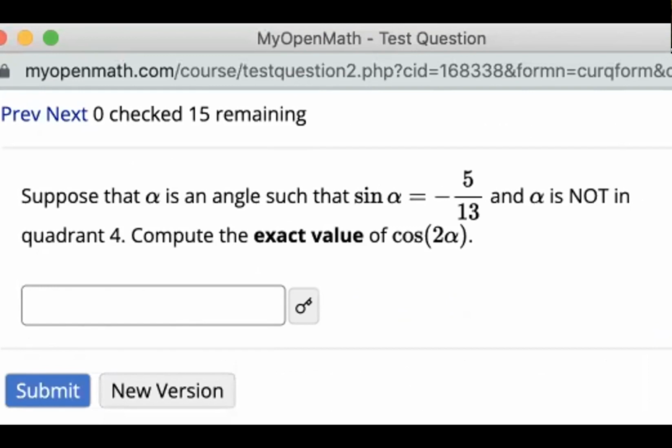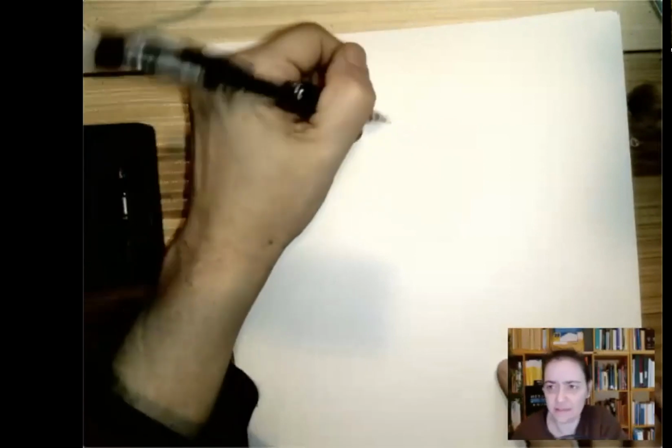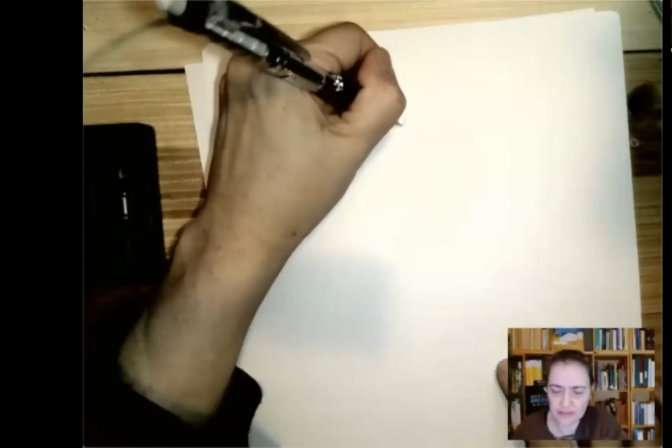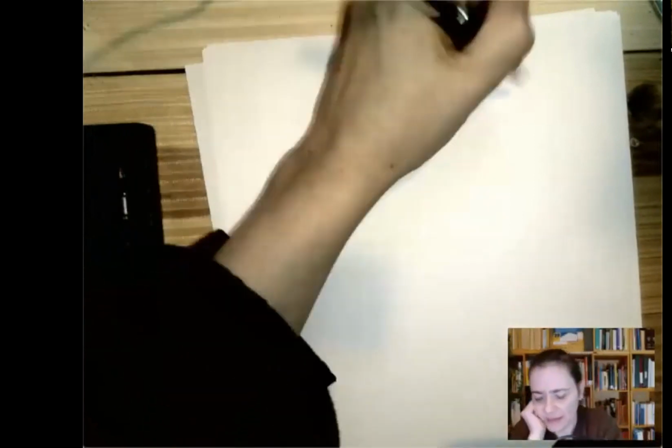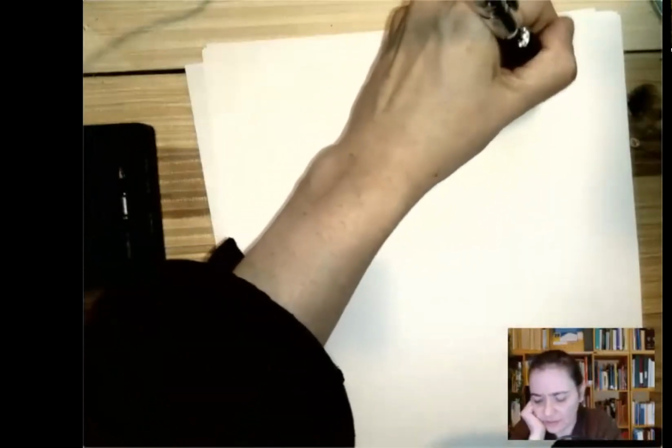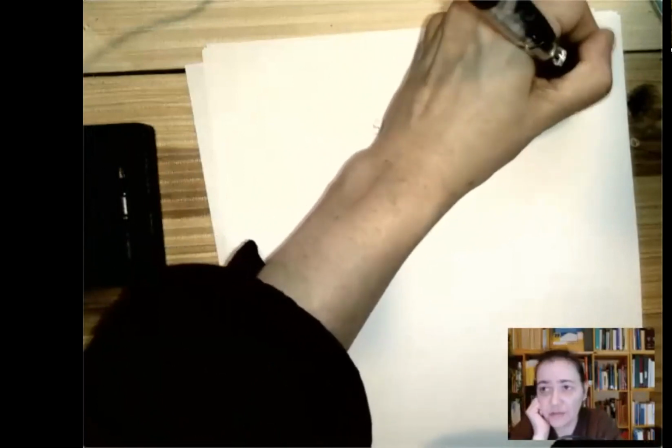So we have an angle whose sine is given, and it's not in quadrant 4. Find the exact value of cosine 2 alpha. It's so interesting that if the question said, given is that sine alpha equals minus 5 over 13, and alpha is not in quadrant 4.